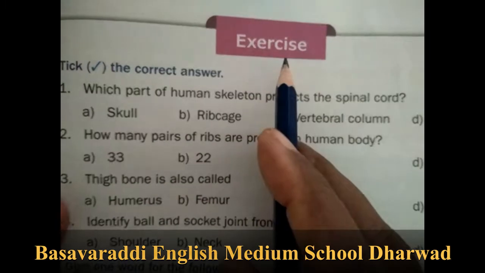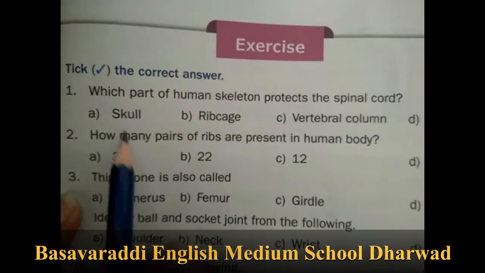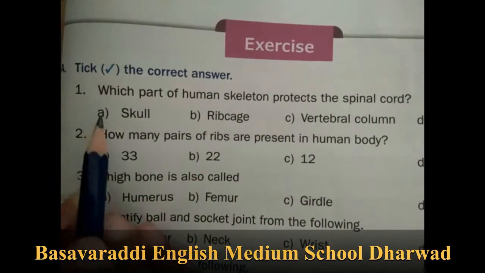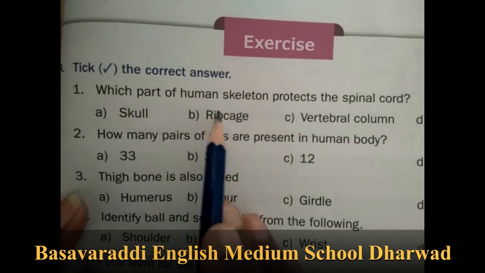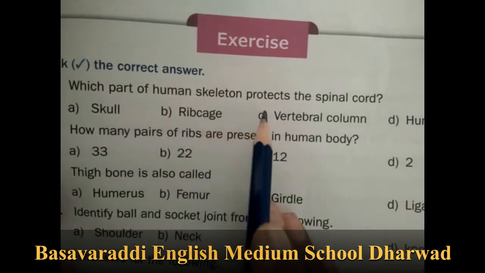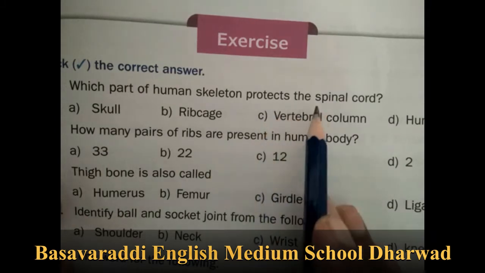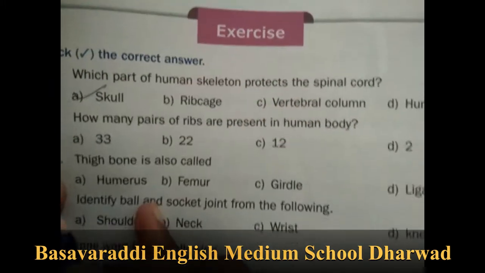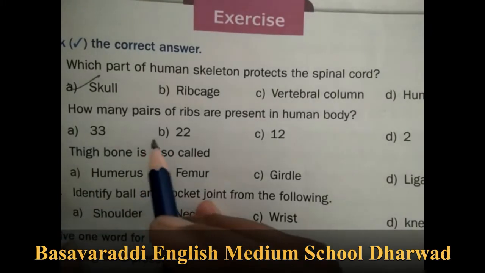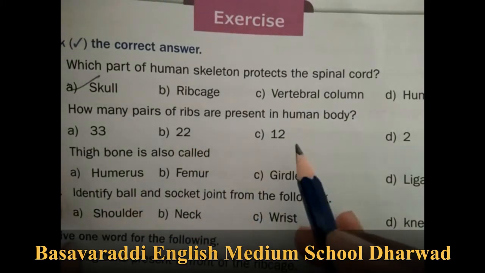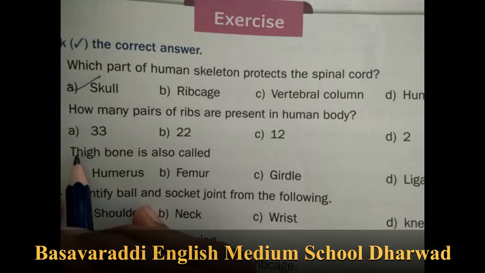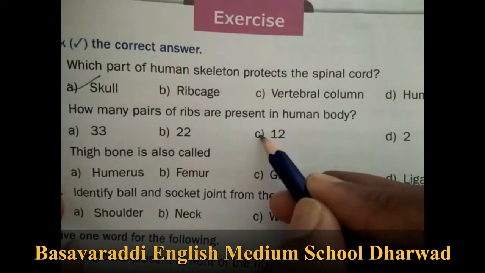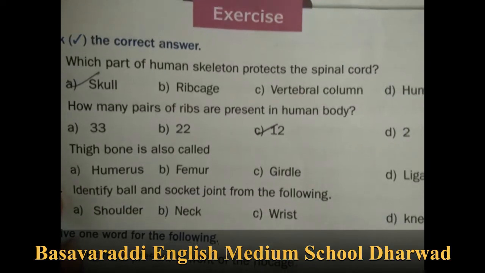Next, exercise part A. Tick correct answers. First one, which part of human skeleton protects the spinal cord? That is skull. Second one, how many pairs of ribs are present in human body? That is 12. The 12 pairs of ribs are present in human body.